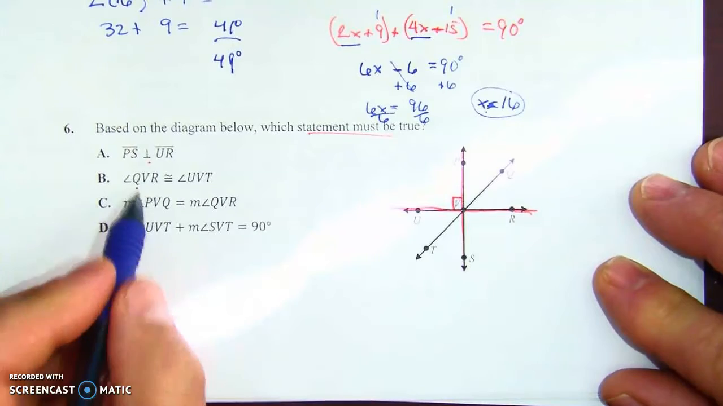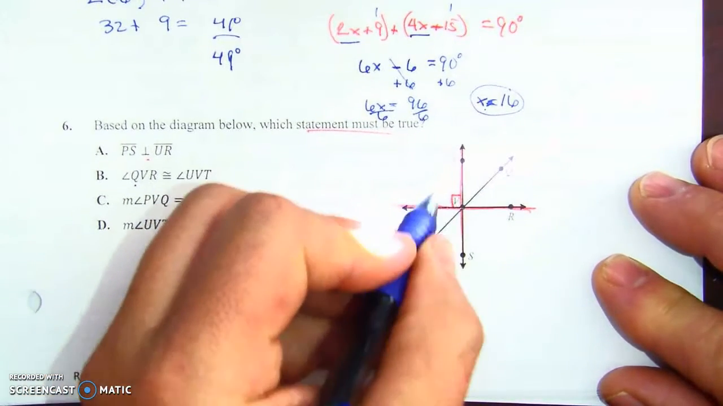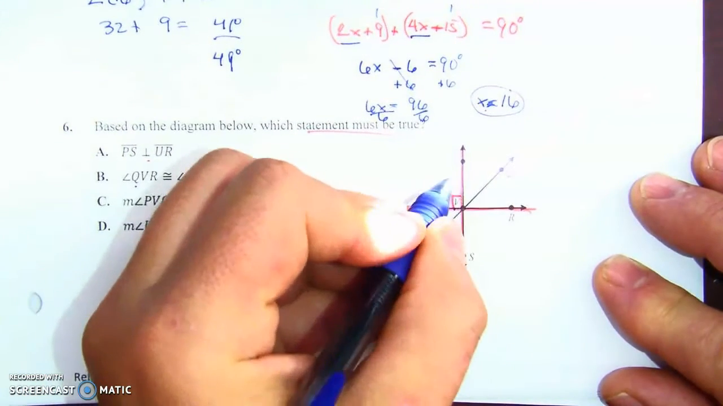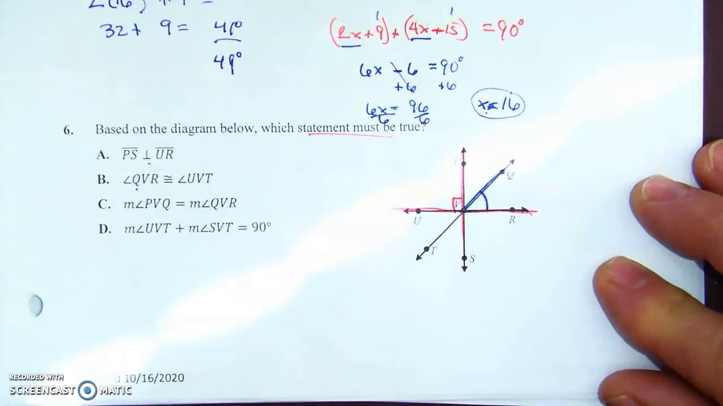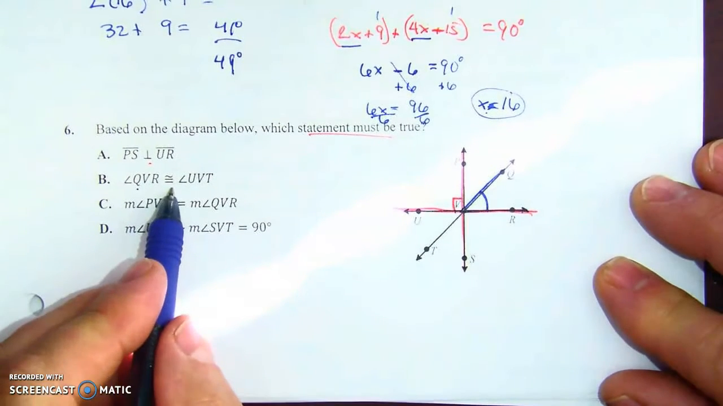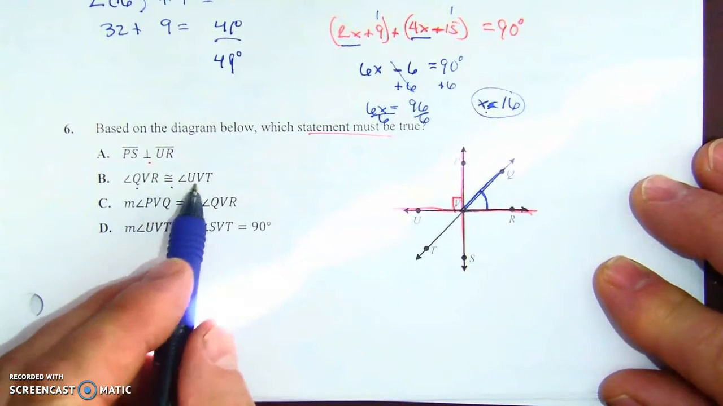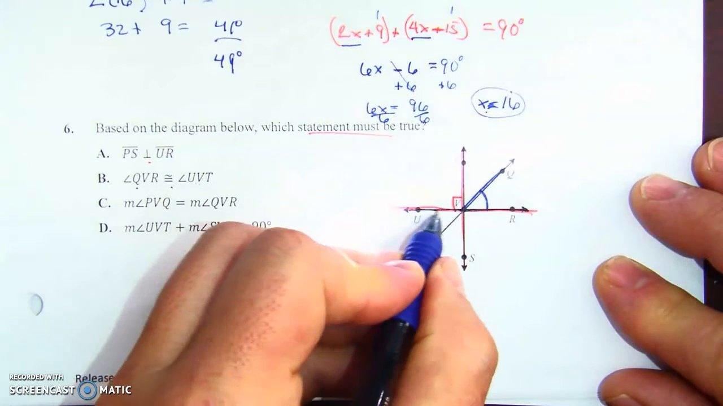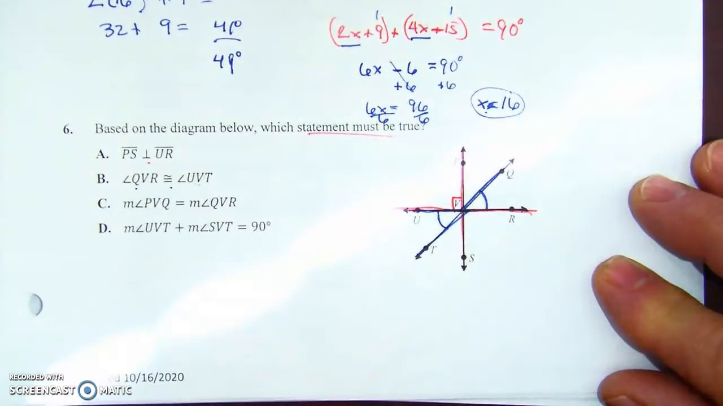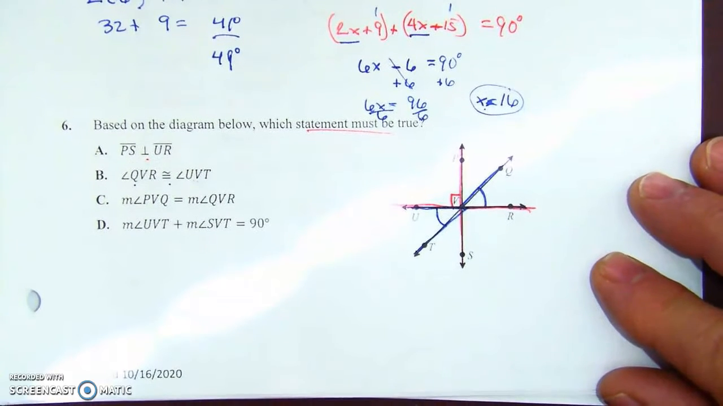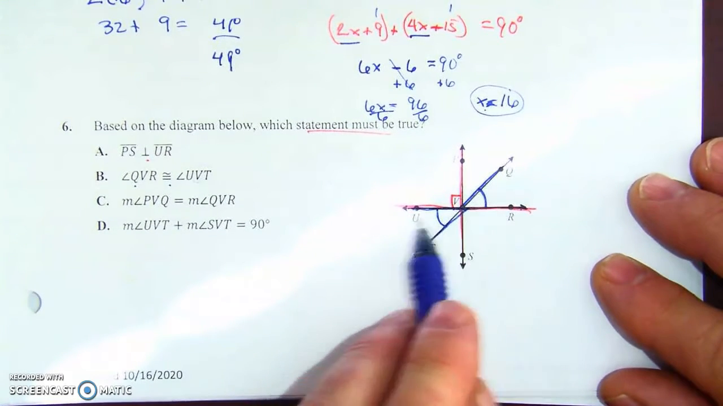So let's go QVR. So QVR, where's Q and there's V, so QVR is this thing right here. So I'm highlighting this, I'm going to put a mark in there like that. And it says that it's congruent to or equal to UVT, which is right here. I'm going to put a mark in that one. Can we say that one's true or not? I would say it's a possibility, because look at this.